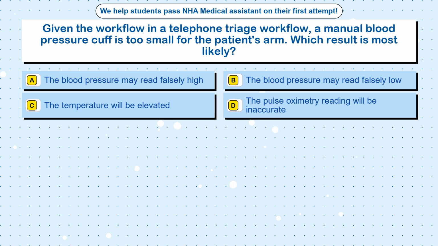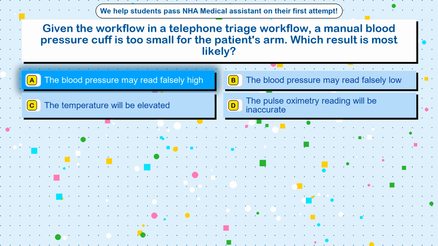Question 97. Given the workflow in a telephone triage workflow, a manual blood pressure cuff is too small for the patient's arm. Which result is most likely? Option A, the blood pressure may read falsely high. Option B, the blood pressure may read falsely low. Option C, the temperature will be elevated. Option D, the pulse oximetry reading will be inaccurate.